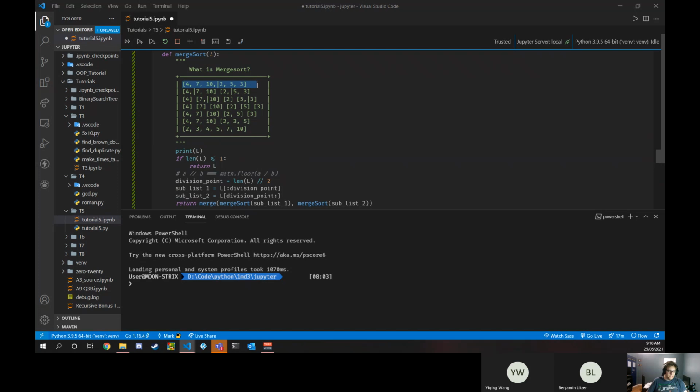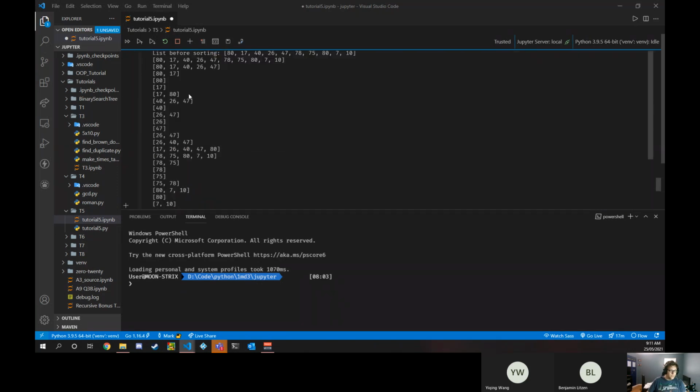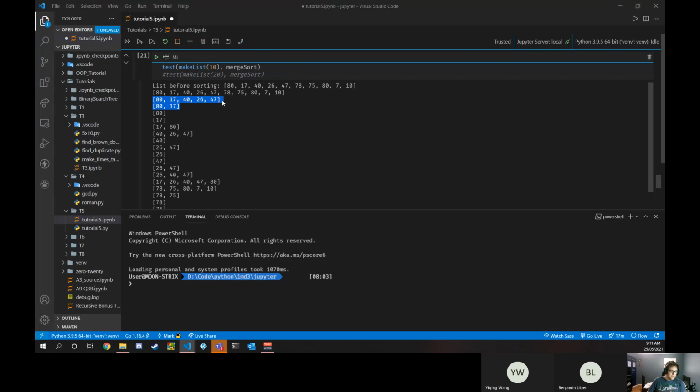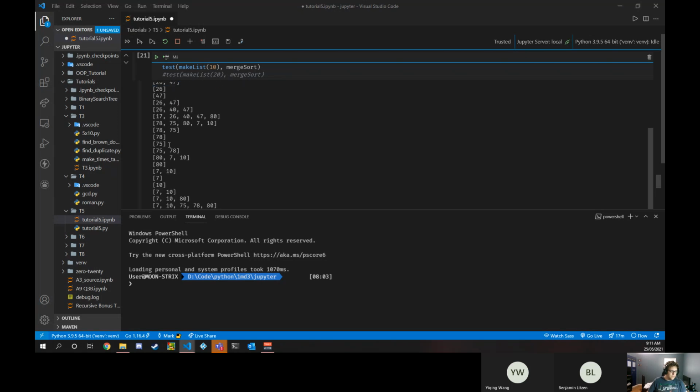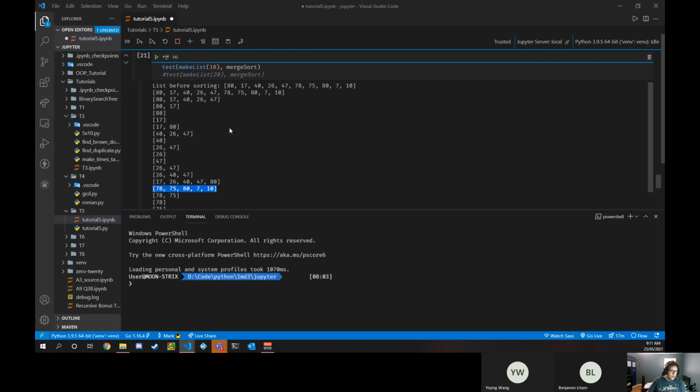So actually, to sort this list of 6 items, we have broken it once, twice, three times, merged once, twice, 3 times. We did 6 items. So if you think about it, this step and this step here are happening side by side.